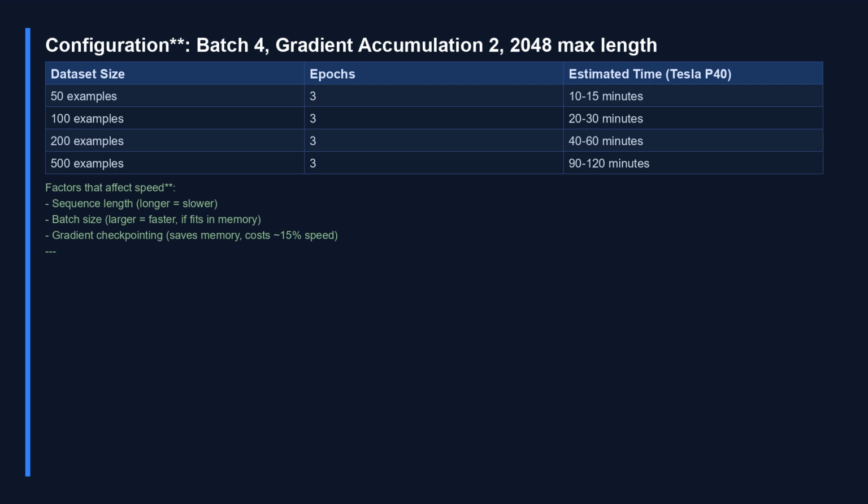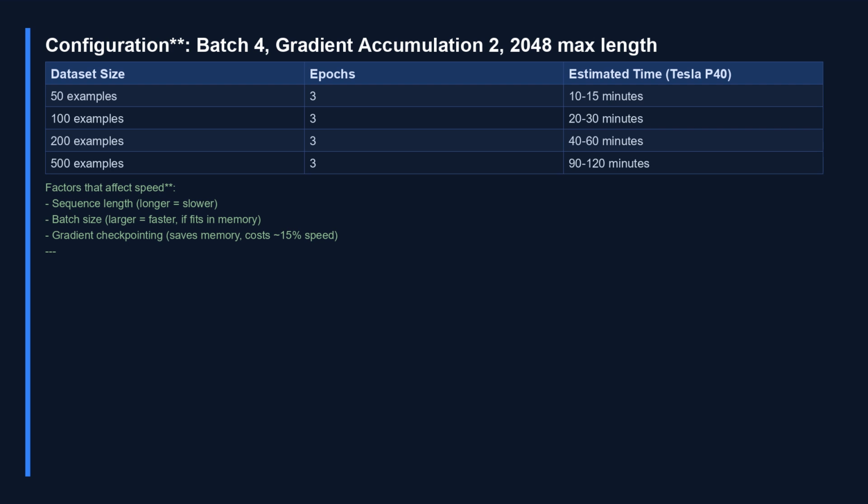50 examples, 3 epochs, 10 to 15 minutes. 100 examples, 3 epochs, 20-30 minutes. 200 examples, 3 epochs, 40 to 60 minutes. 500 examples, 3 epochs, 90-120 minutes.